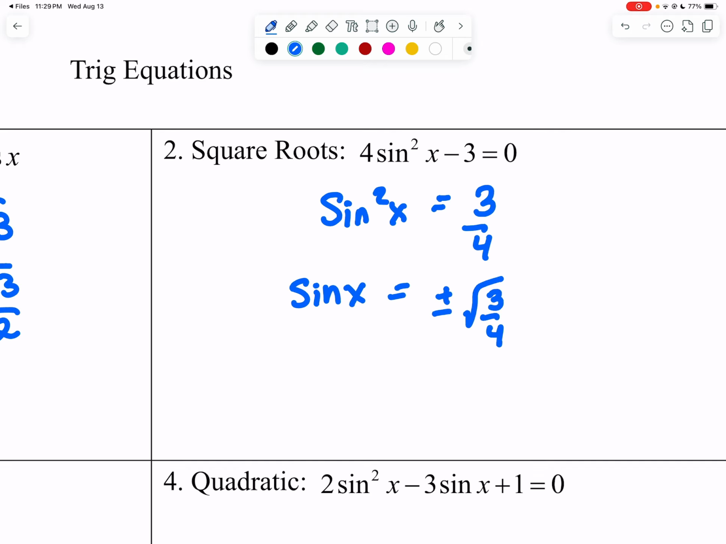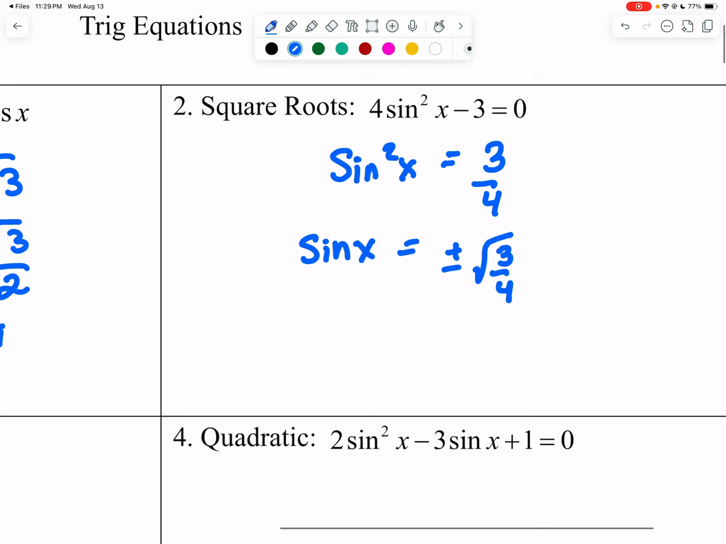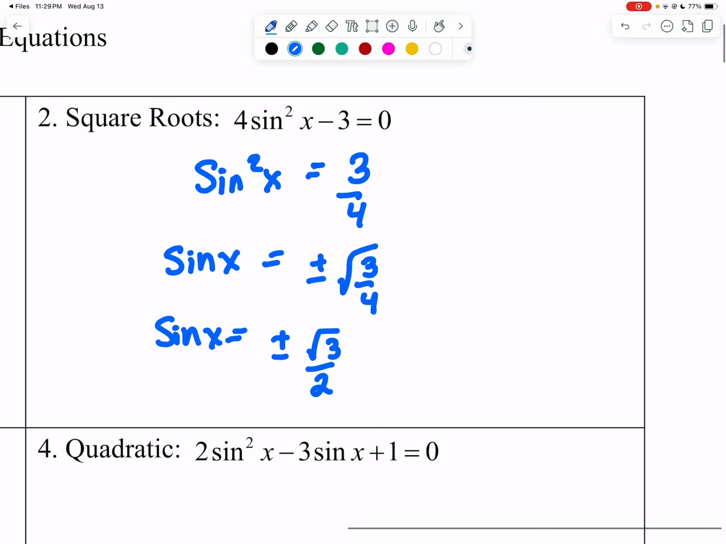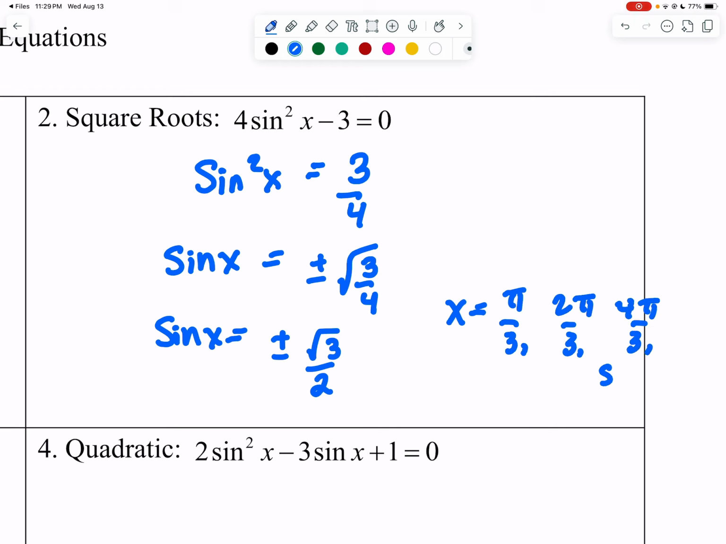We're going to get plus or minus root 3/4, which can be simplified down to plus or minus root 3 over 2. So all of the positive root 3's over 2, and then all of the negative root 3 over 2's. So essentially you're going to get 4 answers. You're going to get your pi over 3, 2 pi over 3, 4 pi over 3, and then 5 pi over 3. So all of that will give us either positive root 3 over 2 or negative root 3 over 2 whenever we plug it into sine.